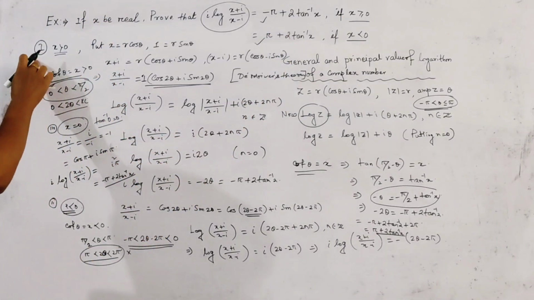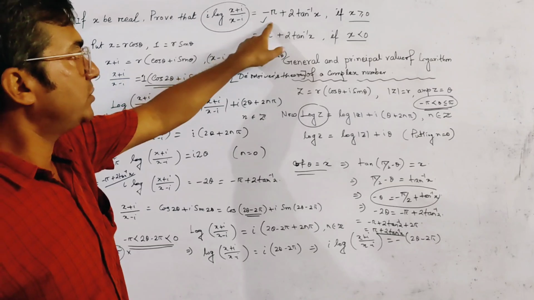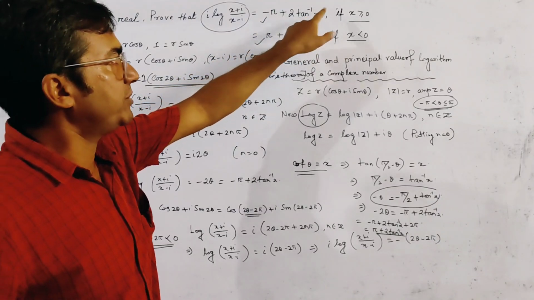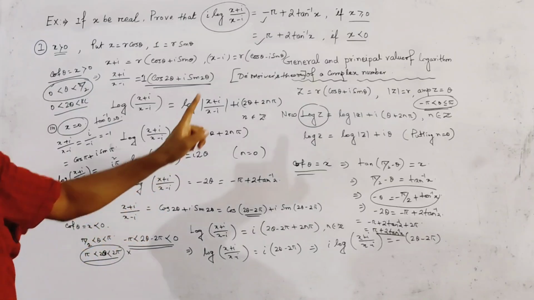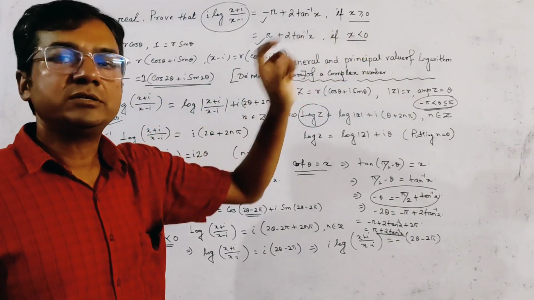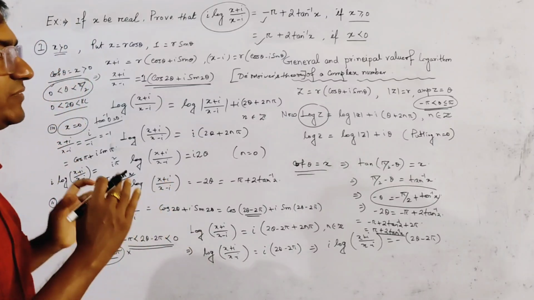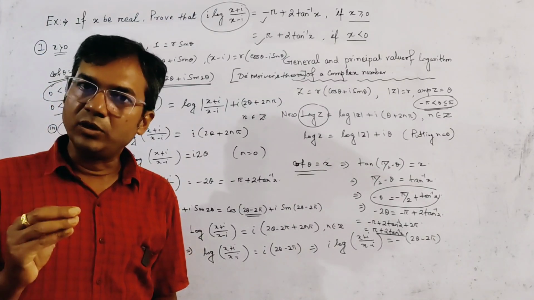So in case 1 and case 3, we write the result as −π + 2 tan⁻¹x if x ≥ 0. And in the second case, we get π + 2 tan⁻¹x if x < 0. This is a very, very interesting and important problem of complex numbers. Thank you for watching.